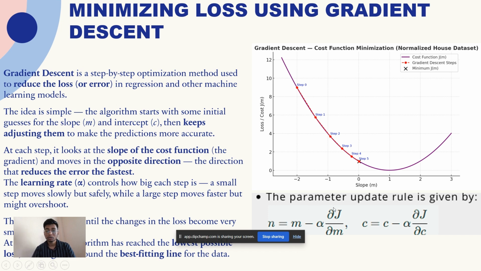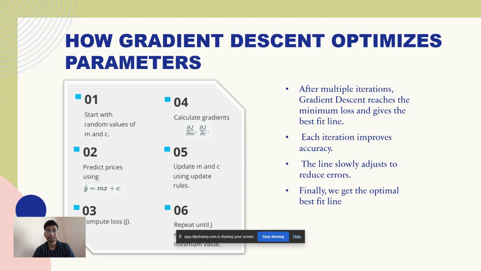The parameter update rule is given by the formula m = m - alpha ∂J/∂m, c = c - alpha ∂J/∂c. At that point, the algorithm has reached the lowest possible loss, meaning it has found the best fitting line for the data.